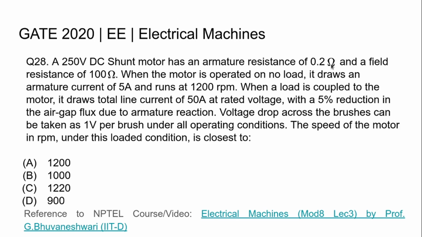Hello everyone, we are given a 250 volt DC shunt motor with an armature resistance of 0.2 ohms and a field resistance of 100 ohms. When the motor is operated on no load, it draws an armature current of 5 amps and runs at 1200 rpm. When a load is coupled to the motor, it draws a total line current of 50 amps at rated voltage with a 5% reduction in the air gap flux due to armature reaction. The voltage drop across the brushes is to be taken as 1 volt per brush under all operating conditions. We have to find the speed of the motor in RPM under the loaded condition.